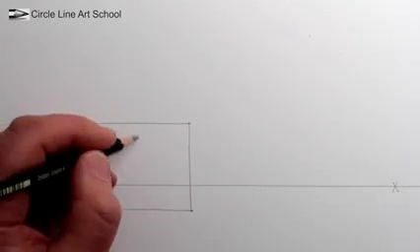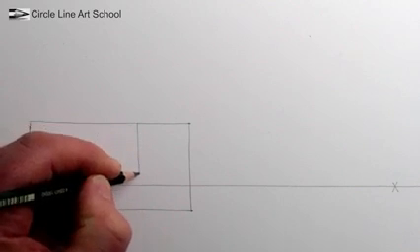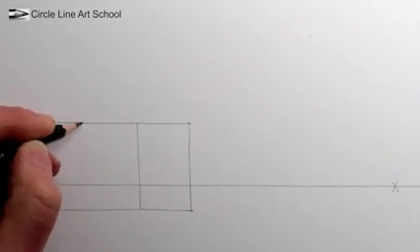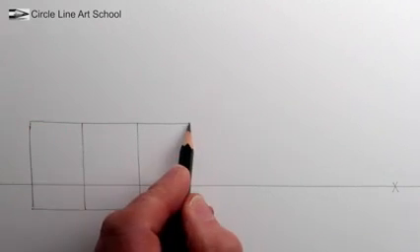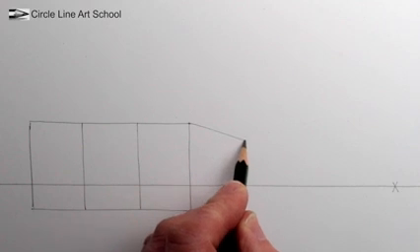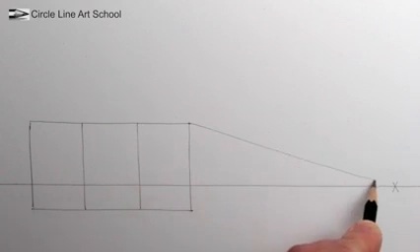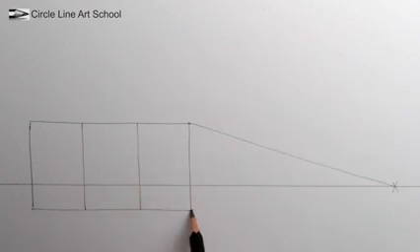Once you have this long rectangle, we can draw two more vertical lines so that the rectangle is divided into 3 equal parts. Now the side of the house, the side that's visually going away from us, will be going towards our vanishing point on the right.